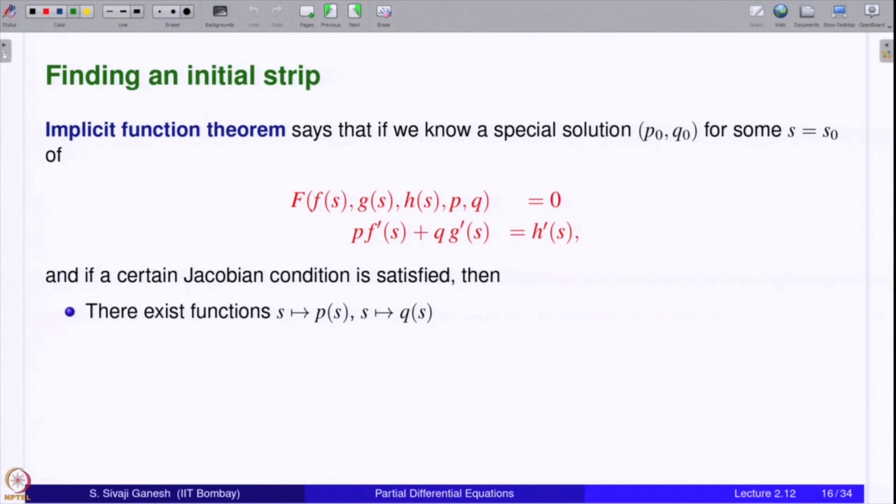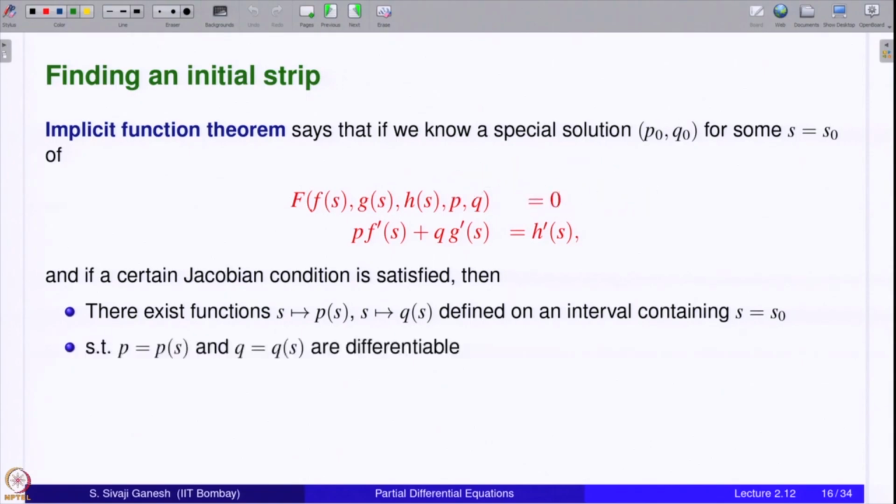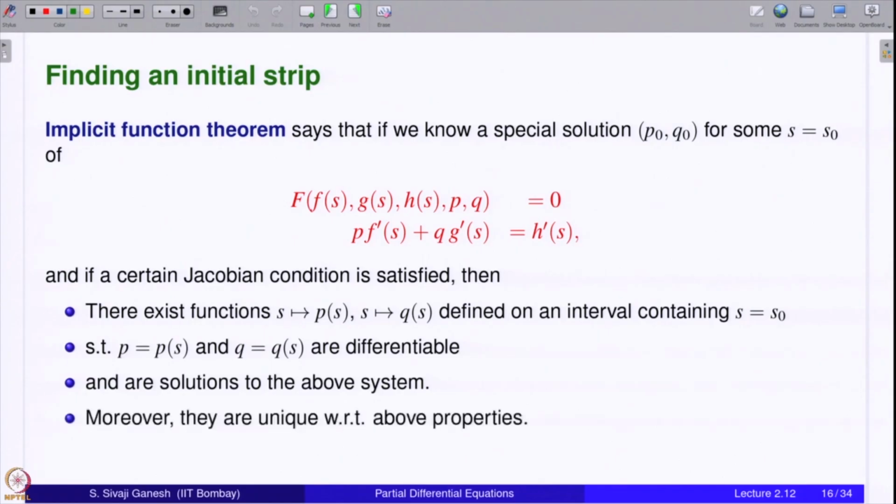Then there will exist functions, you can express p, q in terms of s, essentially that is what we want. So, there exist functions s going to p(s), s going to q(s). Of course the conclusions are local, therefore these functions will be defined on an interval containing s_0 where this Jacobian condition is satisfied and where a particular solution p_0, q_0 has been found, such that these functions are differentiable and they are solutions to the above system. Moreover, they are unique with respect to the above properties. The implicit function theorem, when applicable, gives you a unique solution.